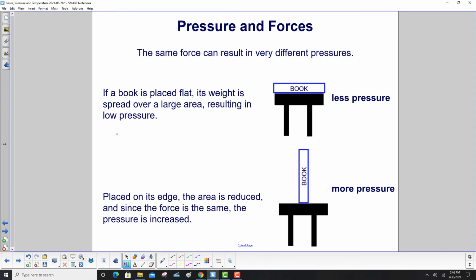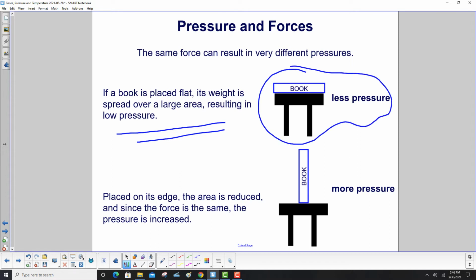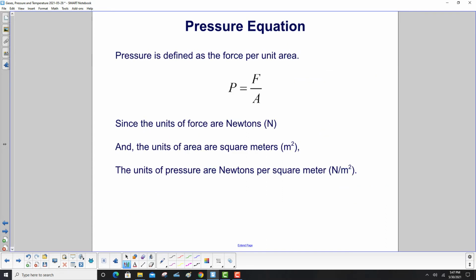If a book is placed flat, its weight is spread over a large area, resulting in a low pressure. So we have less pressure here. Placed on its edge, the area is reduced, and since the force is the same, the pressure is increased. Once again, pressure is force per unit area. Since the units of force are newtons and the units of area are square meters, meters squared, the units of pressure are newtons per square meter.